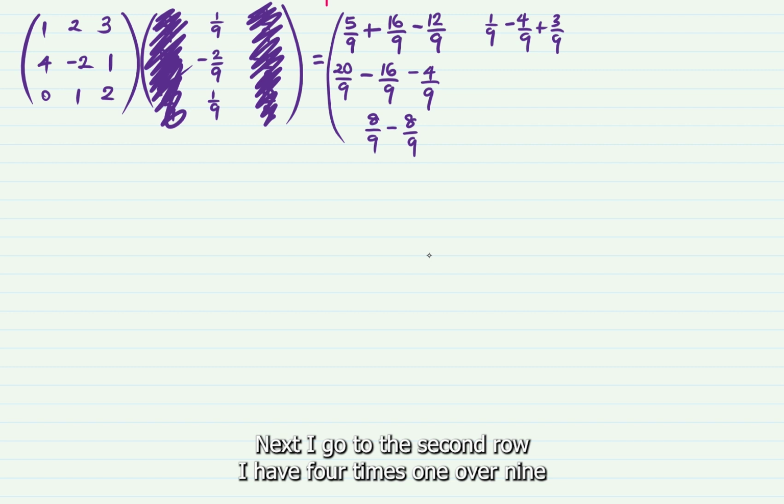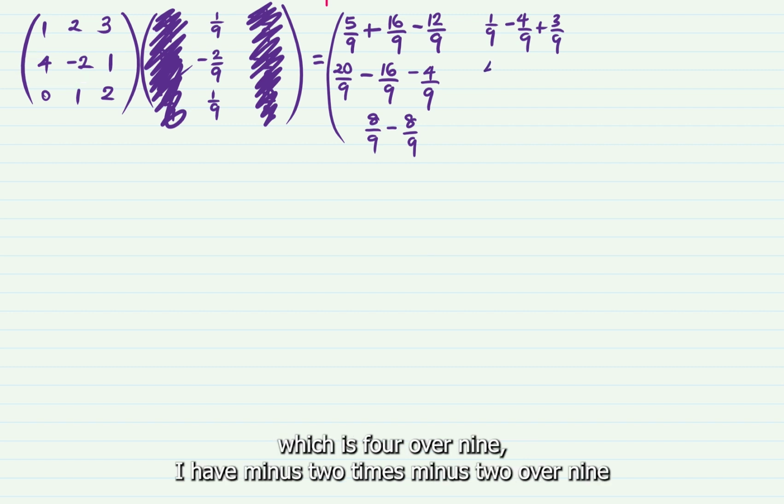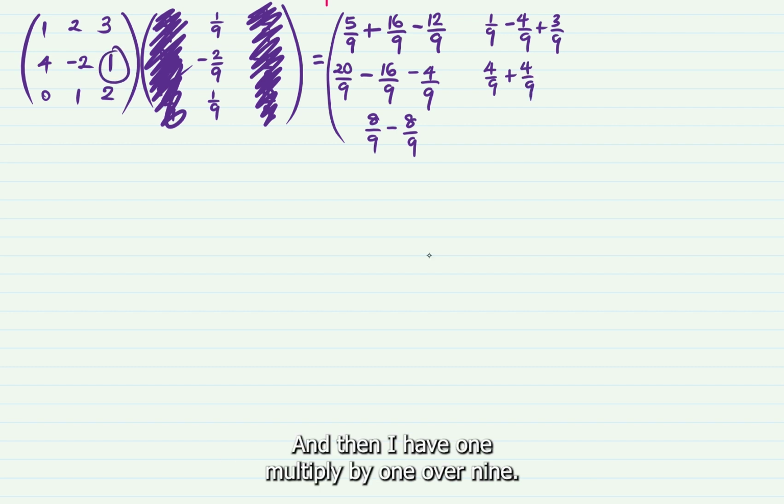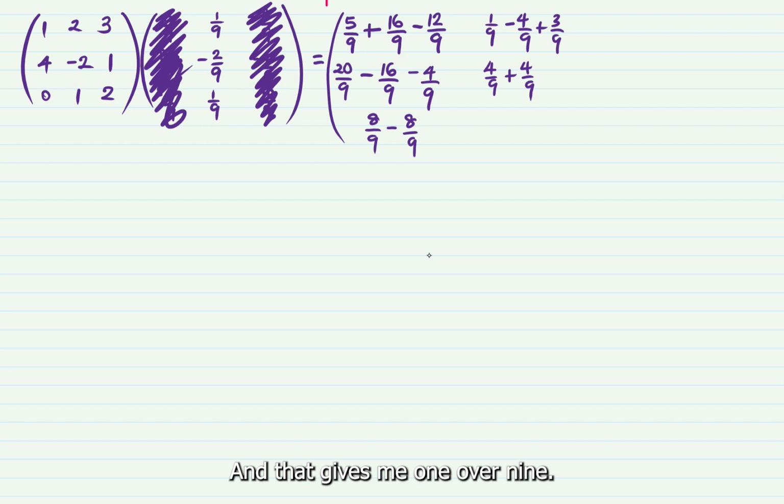Alright, next I go to the second row. I have 4 times 1/9, which is 4/9. I have -2 times -2/9, which gives me another 4/9. And then I have 1 multiplied by 1/9, and that gives me 1/9.